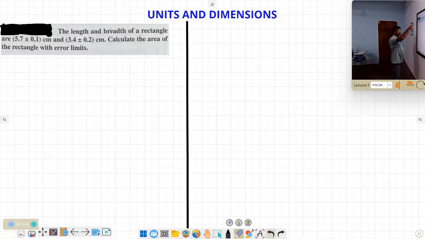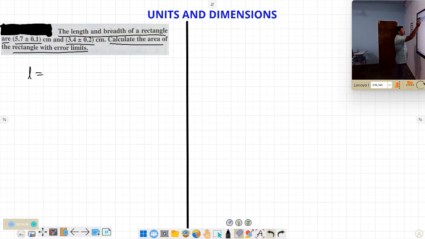So I taken one question, you can check this. The length and breadth of a rectangle are 5.7 ± 0.1 centimeters and 3.4 ± 0.2 centimeters. Question is, calculate the area of the rectangle with error limits. With error limits. That means, first, what is given?